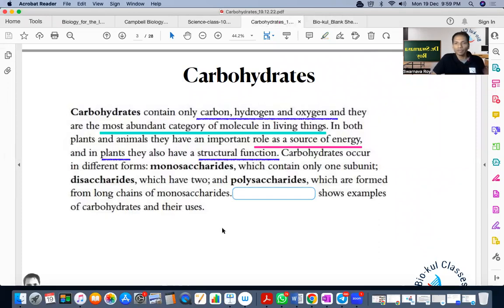So I said they are made up of carbon, hydrogen, and oxygen, they are the most abundant molecule in the living system, and they function as energy and also in a structural role. Now we'll learn about the structure of glucose and the structure of fructose. All these basic carbohydrates we'll learn.